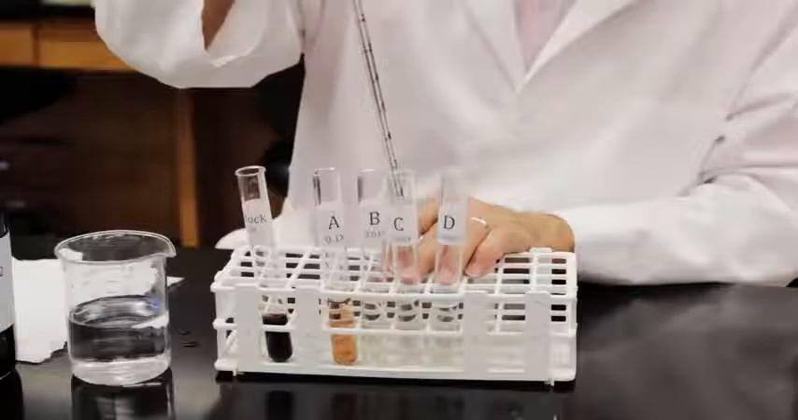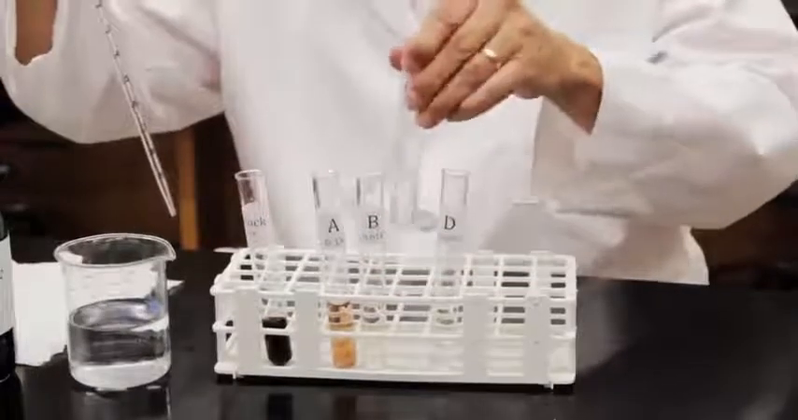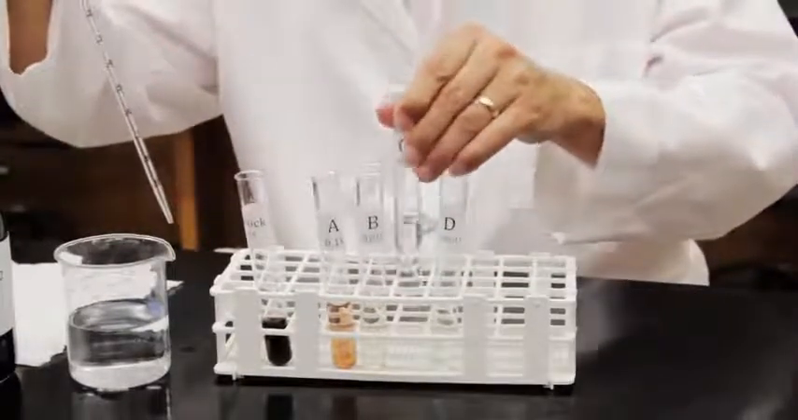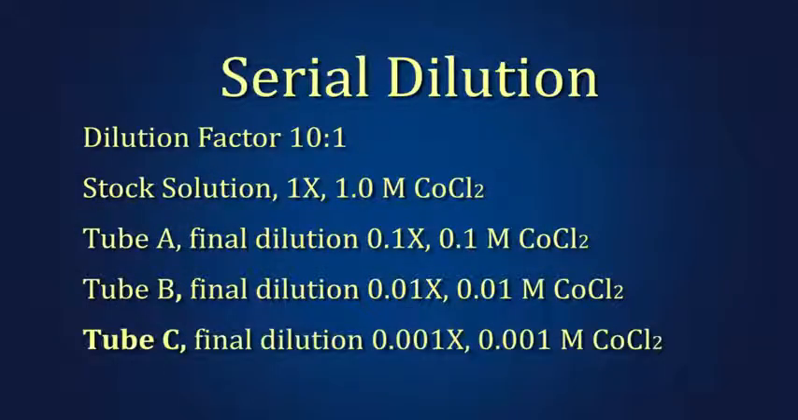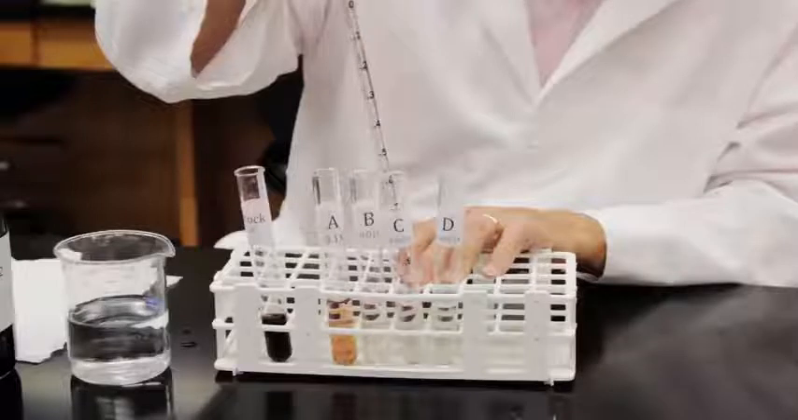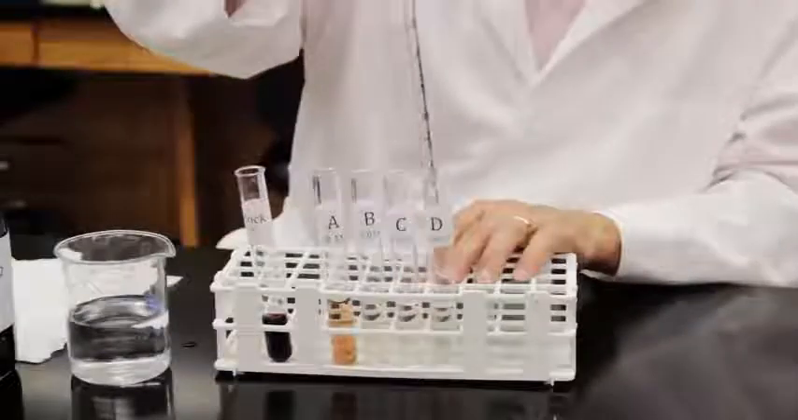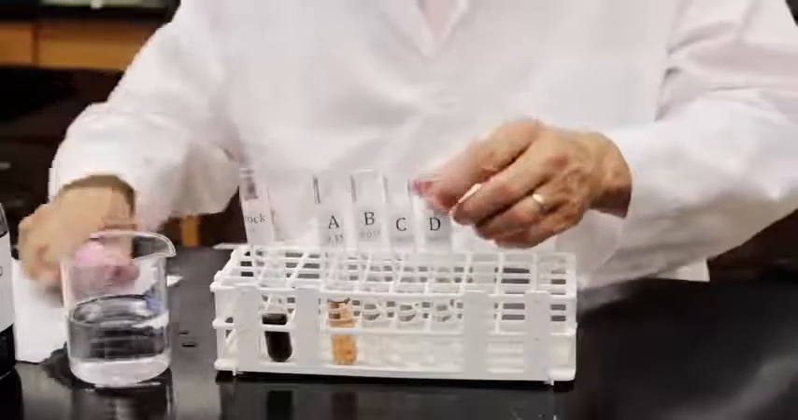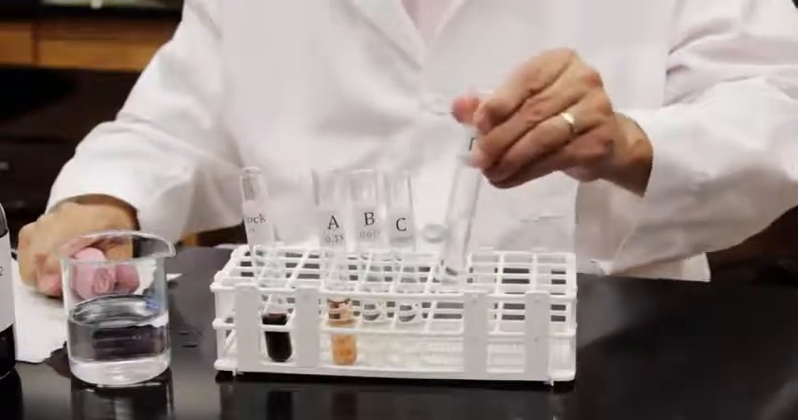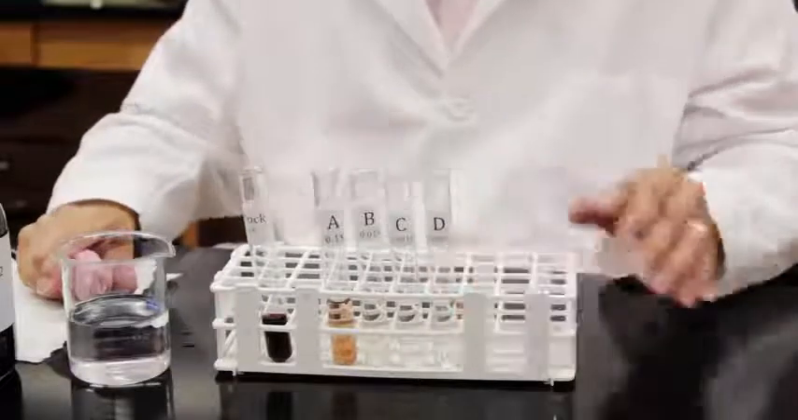Don't submerge the tip of the pipette in tube C. Mix the contents of tube C thoroughly. Tube C now has been serially diluted by another dilution factor of 10 to 1 down to 0.001x, or 0.001 molar cobalt chloride. Finally, repeat this dilution for tube D to create the final dilution of 0.0001x, or 0.0001 molar cobalt chloride. The serial dilution is now complete.